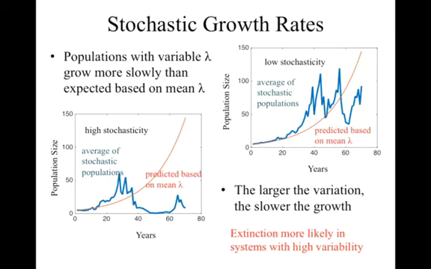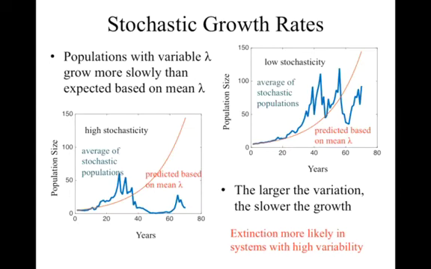And so you can see these different curves. On the left-hand side, I have a high stochasticity system. So my lambda is big, sometimes really small, but on average, it's in the middle. And what you'll see is that the population grows very, very slowly. In fact, it doesn't grow anything like the red line, which is what you would expect based on averaging the population growth rate over many years.